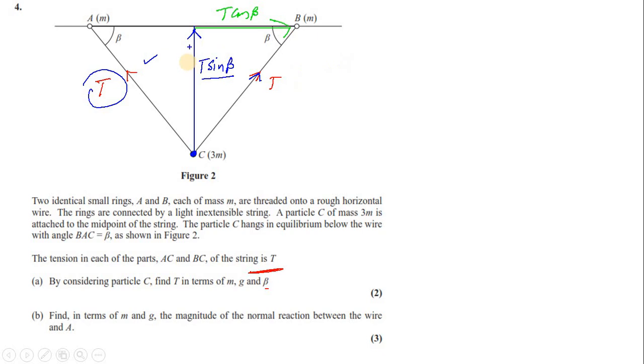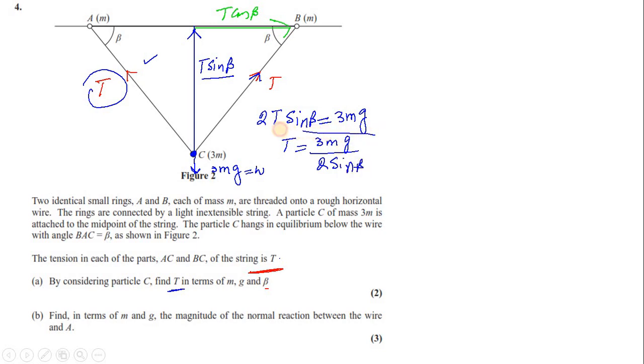So you can write 2T sine beta is equal to the downward force, and the downward force is the weight of C, which is 3mg. If you remember, W is equal to mg, and the mass is 3m, so 3mg is W. So 2T sine beta will be balancing W, that means 3mg. And then clearly, because you need to find T in terms of mg and beta, T would be equal to 3mg divided by 2 sine beta. This is the tension in the string, part A.